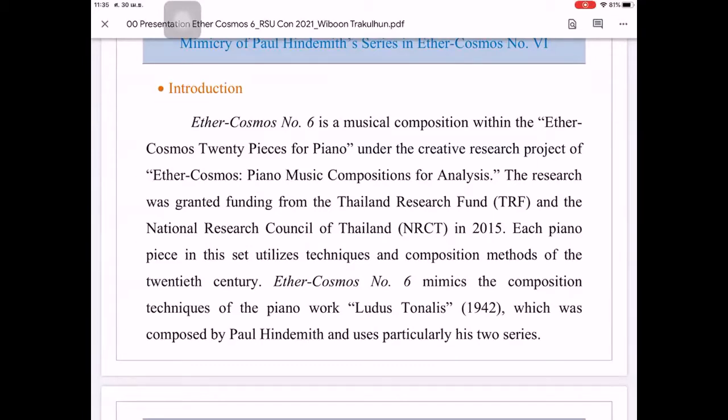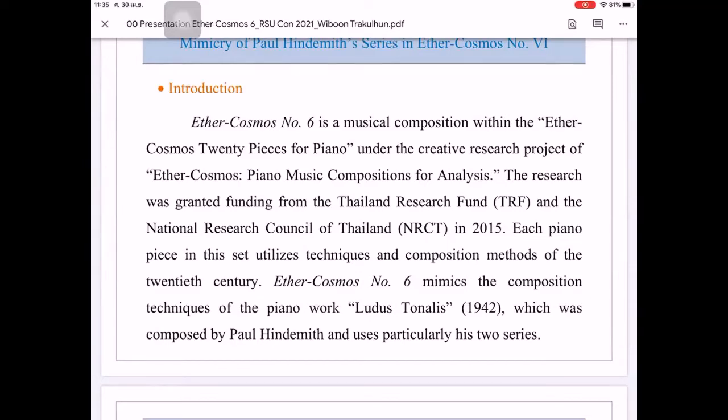Each piano piece in this set utilized techniques and composition methods of the 20th century. Ether Cosmos number 6 mimics the composition technique of the piano work Ludus Tonalis, composed in 1942 by Paul Hindemith, particularly using Hindemith's series 2.